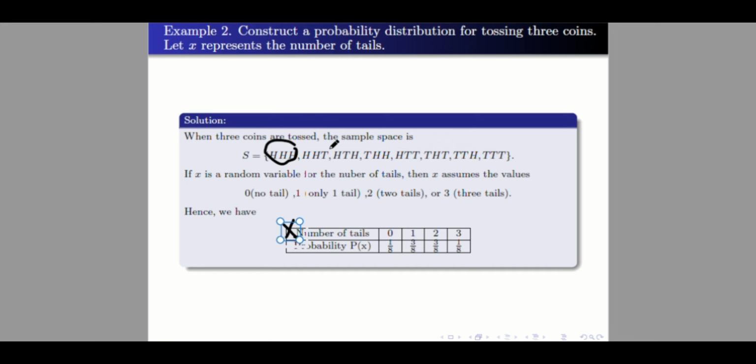Now for 1, with having one tail, we have 1, 2, 3. That's why we have 3 over 8. Now for this one, we have 2, 1, 2, 2, so we have 3. That's why we have 3 over 8. And last, we have 3 tails, so we have only 1 having 3 tails. So therefore, this is now our probability distribution.